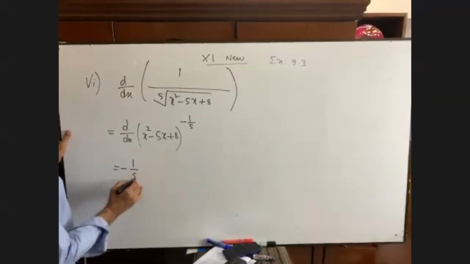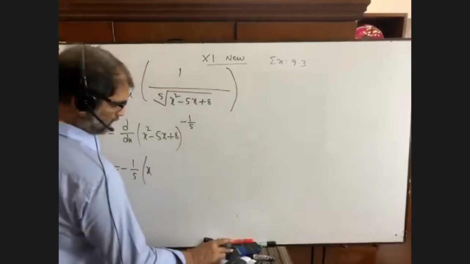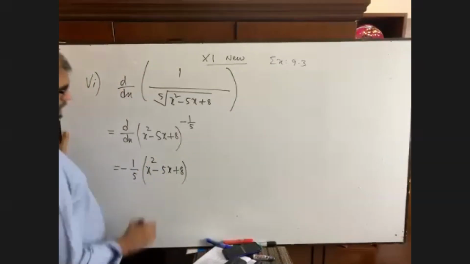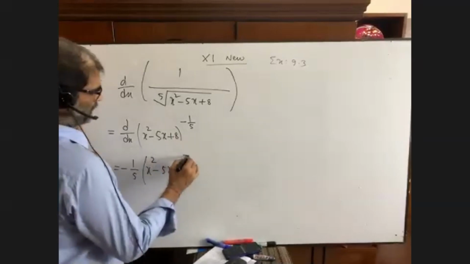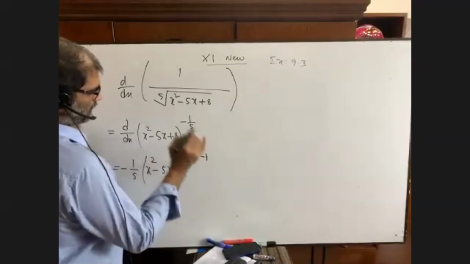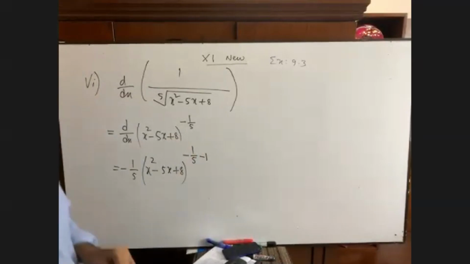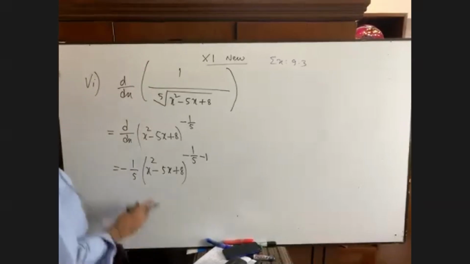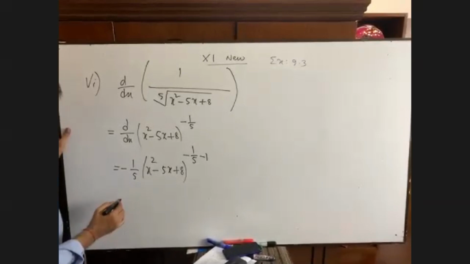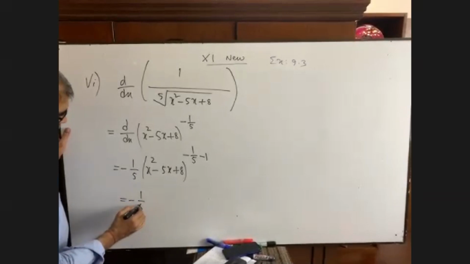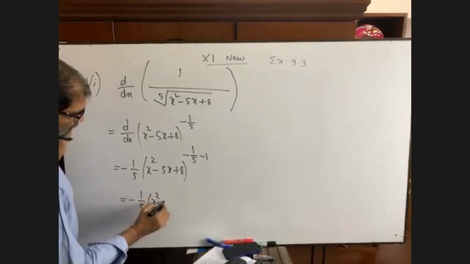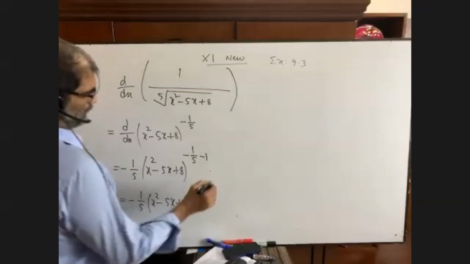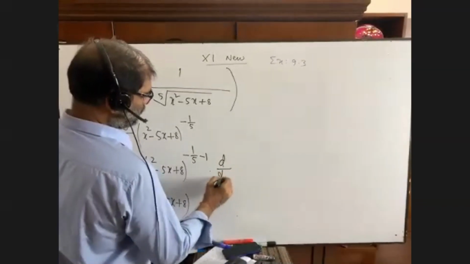Minus 1 by 5, x square minus 5x plus 8 whole to the power minus 1 by 5 minus 1. Is it okay? Power is n minus 1. That means we are getting here minus 1 by 5, x square minus 5x plus 8. Here we have to do d by dx.